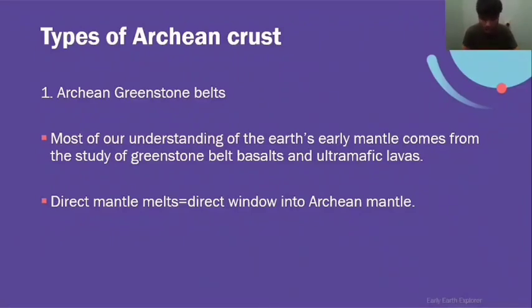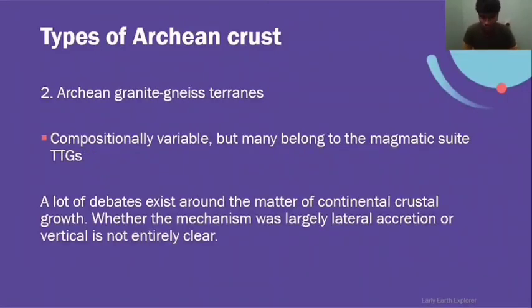The first is Archean greenstone belts. Most of our understanding of the early Earth mantle comes from the study of these greenstone belts. These rocks are our windows into the Archean mantle, because they are, as I previously mentioned, rocks like komatiites. They are direct mantle melts, so they give us a direct insight into what the Archean mantle was like. And the isotopic studies of such rocks have given rise to a lot of interesting ideas, which we will be discussing in the upcoming videos.